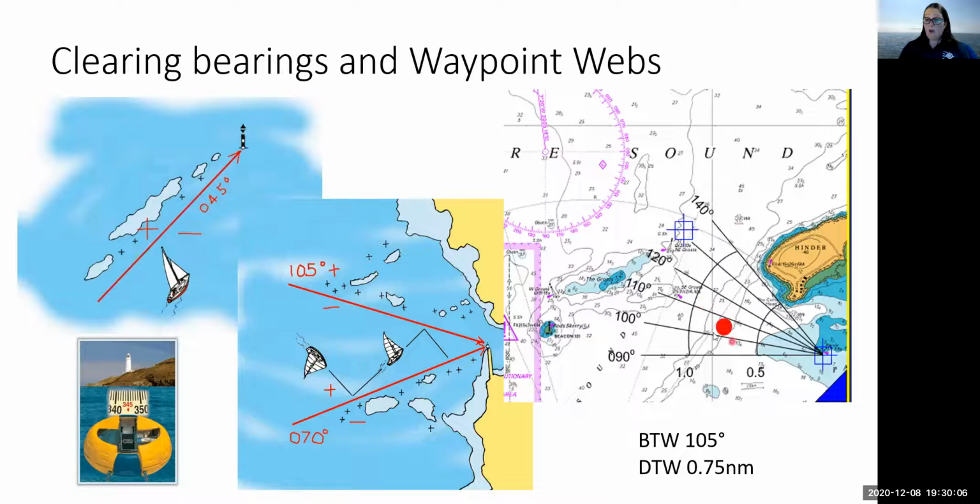So I can easily pop myself in between the half mile and the full mile there. I'm slap bang in the middle at 105 degrees. It's a really easy way of knowing where I am. So I'm combining clearing bearings with also having marked out the waypoint web to say, well, where exactly am I? Is this good or is this not so good?